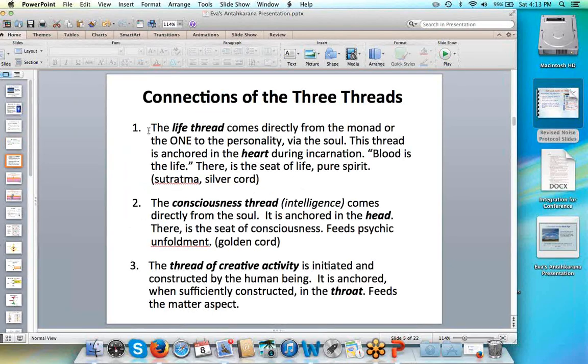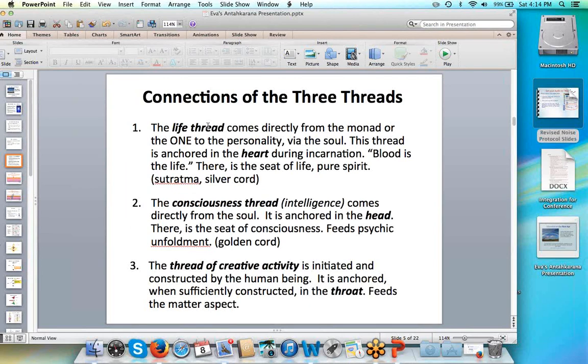So the life thread comes directly from the monad, or the One, to the personality, which is where our identity for the most part is. When you call yourself by name, you have a certain identity. The way you think about yourself is your identity. That is basically our personality. So it goes from that life, which is the spirit self, the monad, to the personality via the soul.